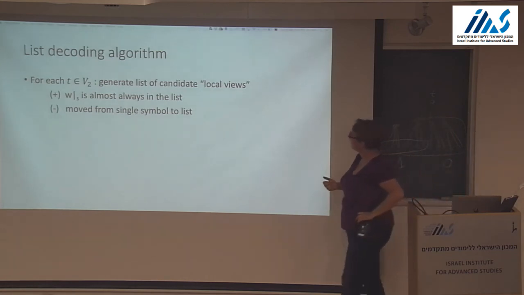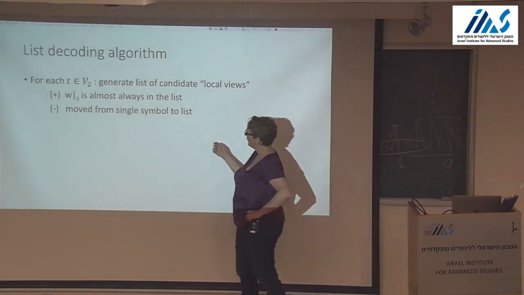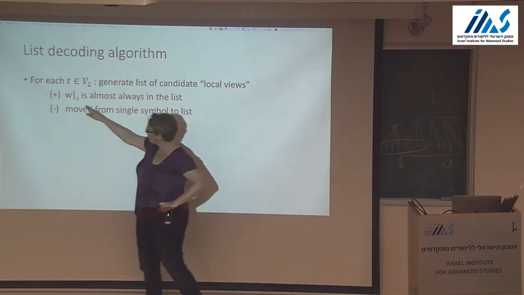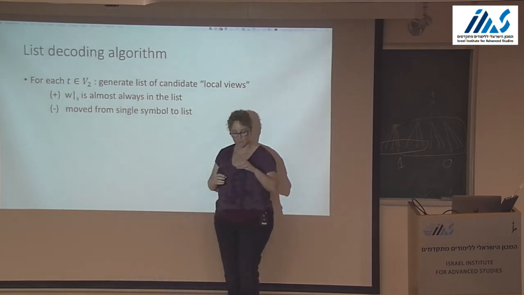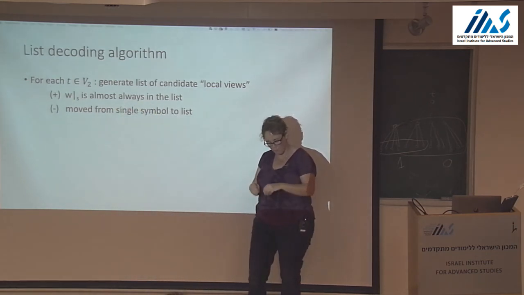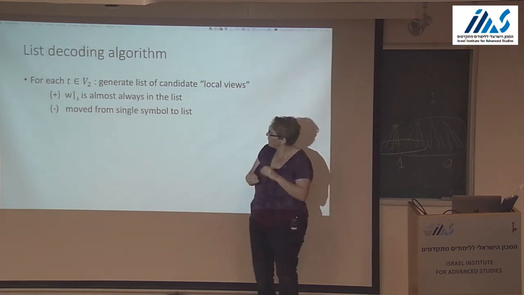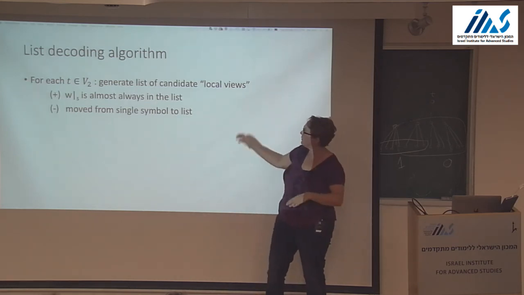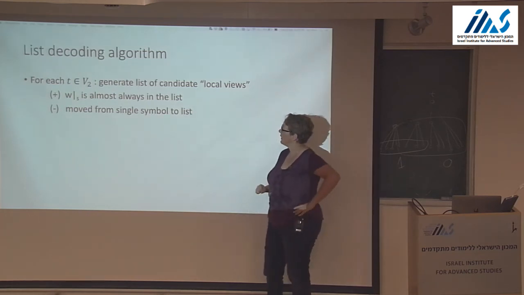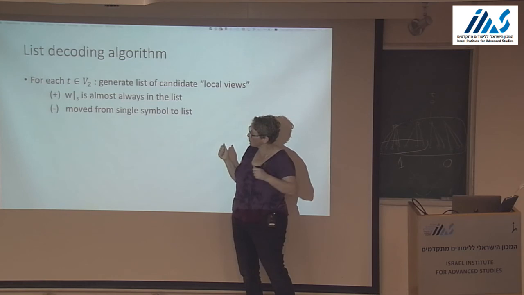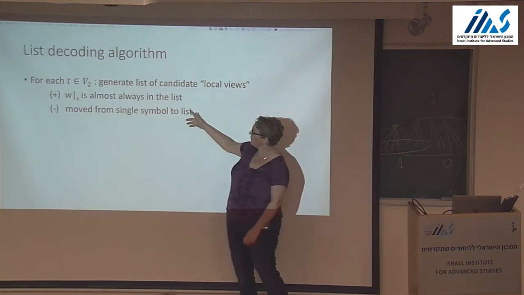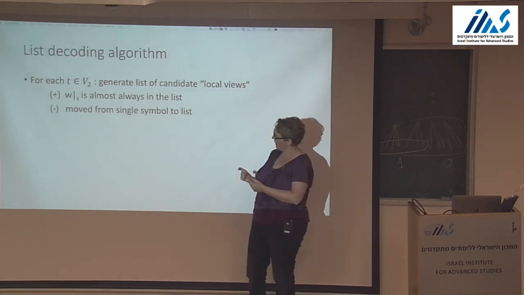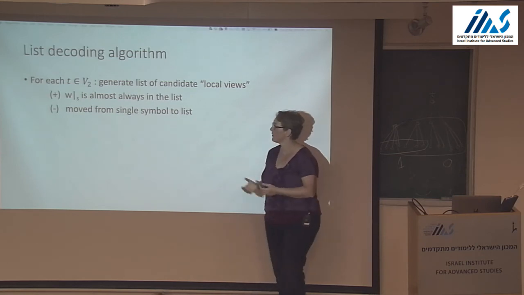What did we gain? What did we lose? On one hand, because of the sampler property, the W that we started with, the yellow cloud, is almost always present in the list. Because if this T was sampled well, W will be in the list. Only the T's that are in the error of the sampler might not have W. So that's good. We moved from only 1% W being present to 99% W being present. However, we now have a list. Previously, for every location, we had just one symbol, and now we have a list. So that's the negative.